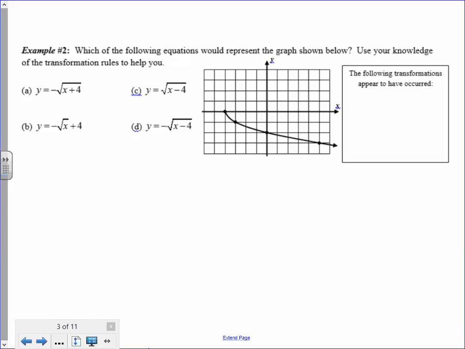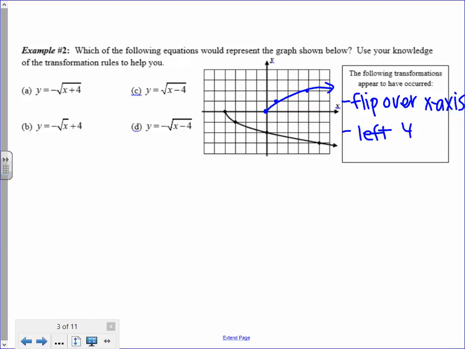So what do you think? If I sketch on here, this is our parent square root function that we kind of started with up above. How did I get to that other graph? What does it look like happened? Flipped over the x-axis. So I have a flip over the x-axis. All right, that's good. So now my graph is upside down. And then what else looked like it happened? Moved left 4.